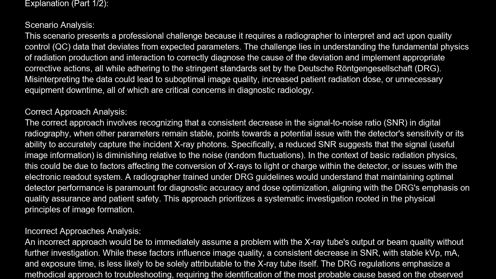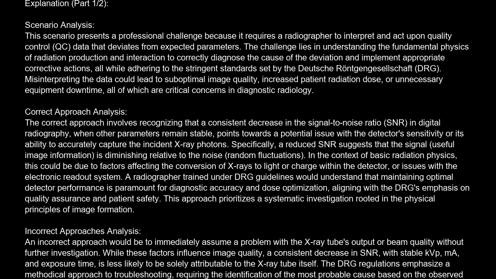This scenario presents a professional challenge because it requires a radiographer to interpret and act upon quality control, QC, data that deviates from expected parameters. The challenge lies in understanding the fundamental physics of radiation production and interaction to correctly diagnose the cause of the deviation and implement appropriate corrective actions, all while adhering to the stringent standards set by the Deutsche Röntgengesellschaft, DRG. Misinterpreting the data could lead to suboptimal image quality, increased patient radiation dose, or unnecessary equipment downtime, all of which are critical concerns in diagnostic radiology.